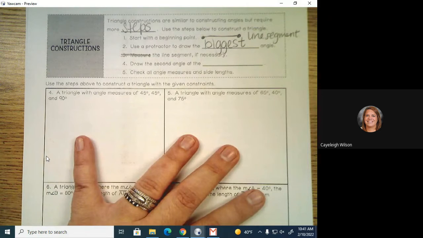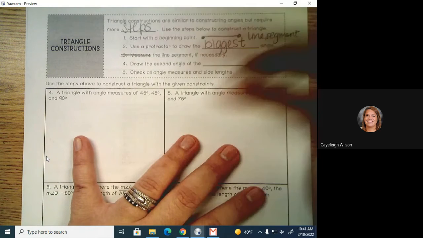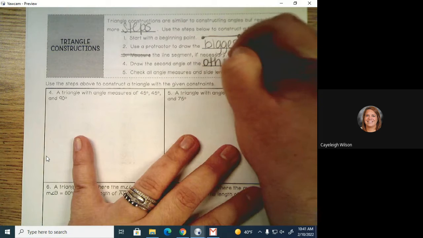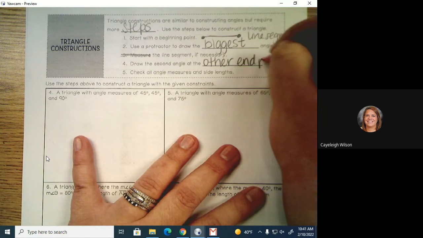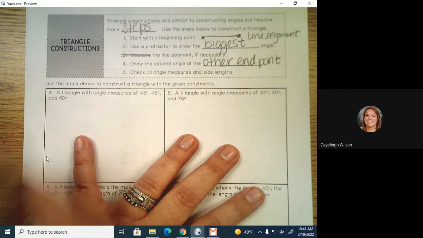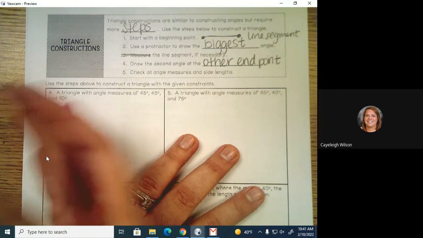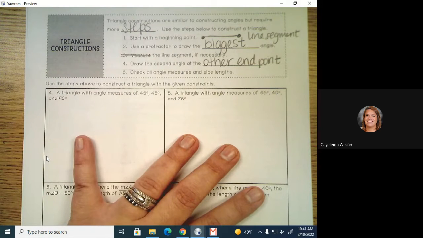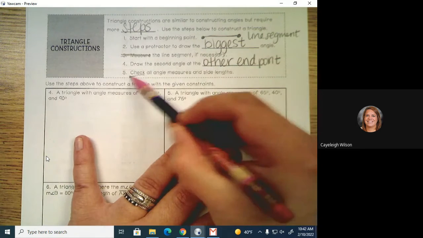And then you're going to draw the second angle at the other end point. You can choose any second angle that you want. A triangle is made up of 3 angles, so you always have to graph the biggest one first, but then out of the other 2, you can pick which one you want to draw with your protractor. And then you can check the angle measures. That's just a check.